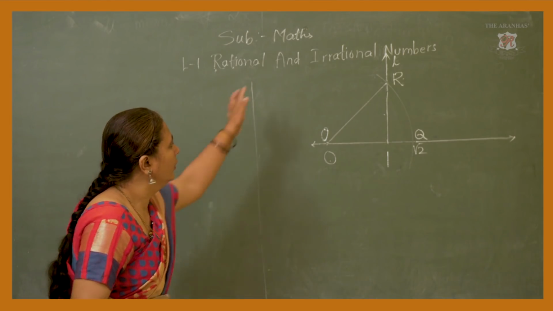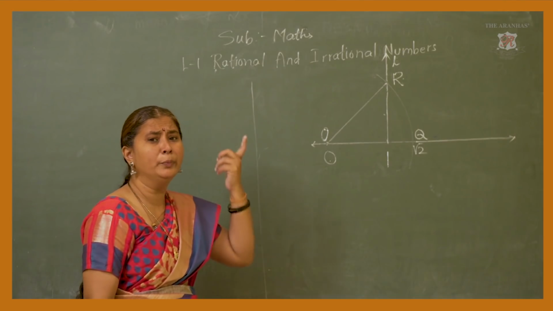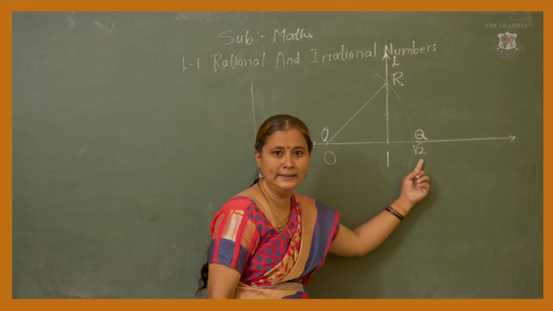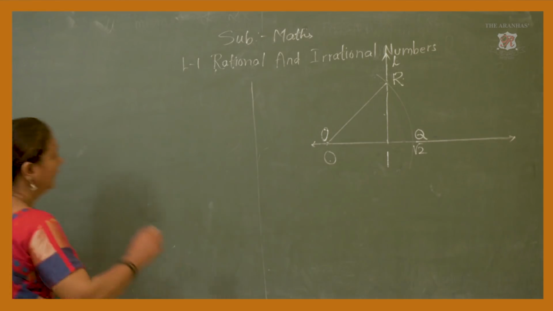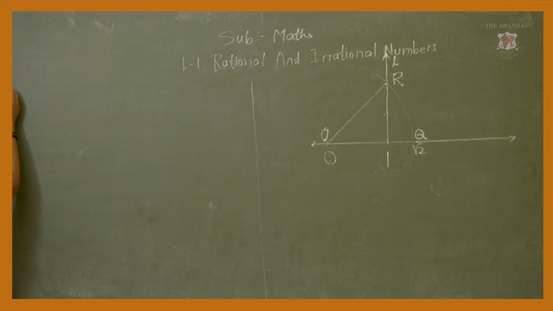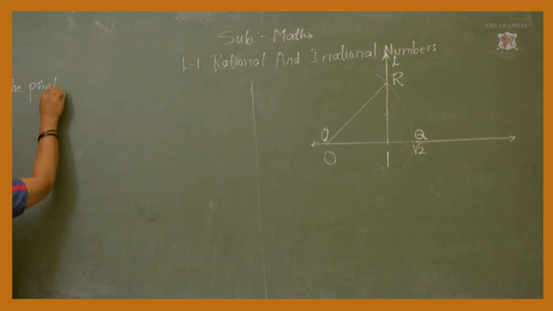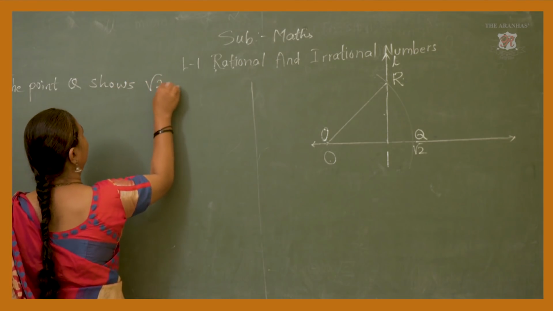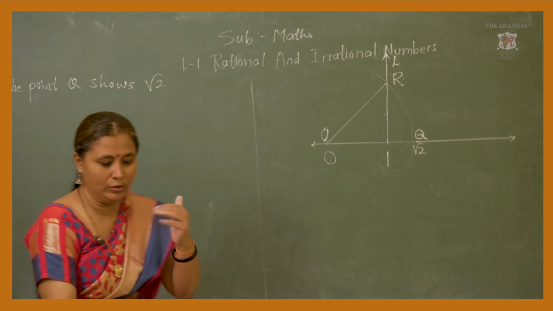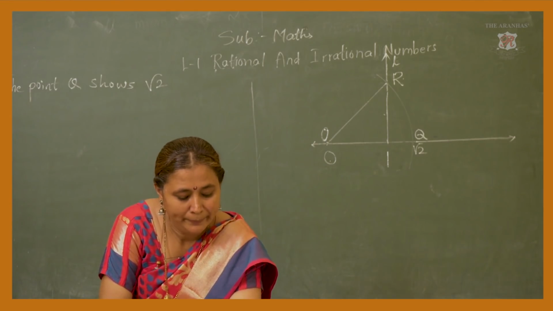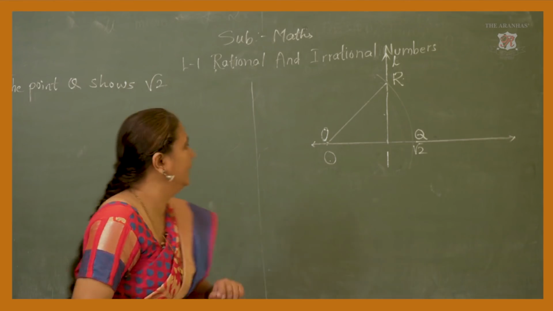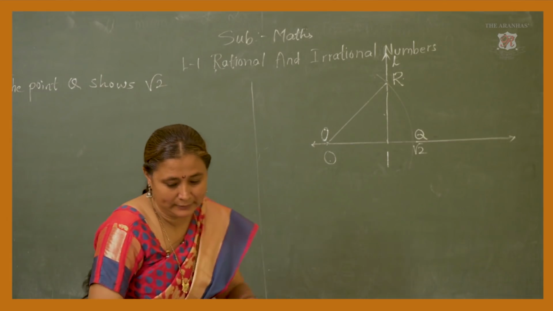Now, observe the figure. The point Q shows which number? See here, root 2, isn't it? So, you have to write. I am writing here in short form first. The point Q shows root 2, isn't it? Now go ahead. A line perpendicular to the number line is drawn through the point Q. Yes or no?